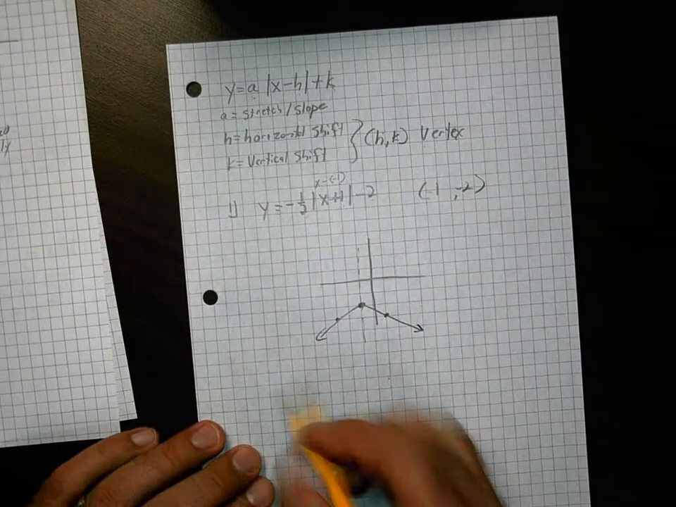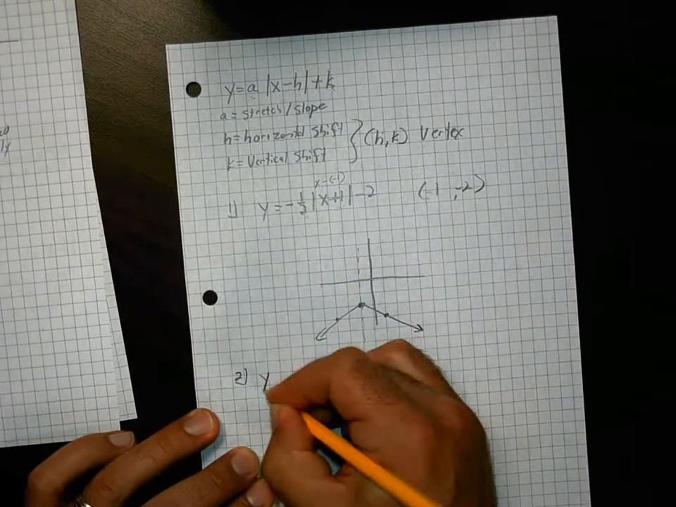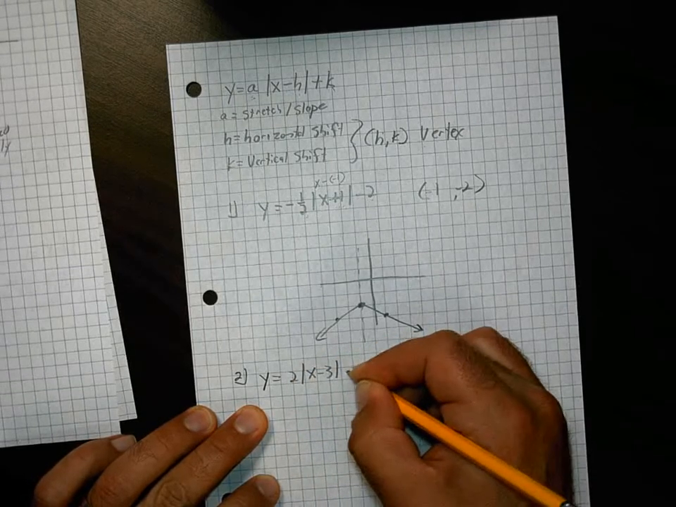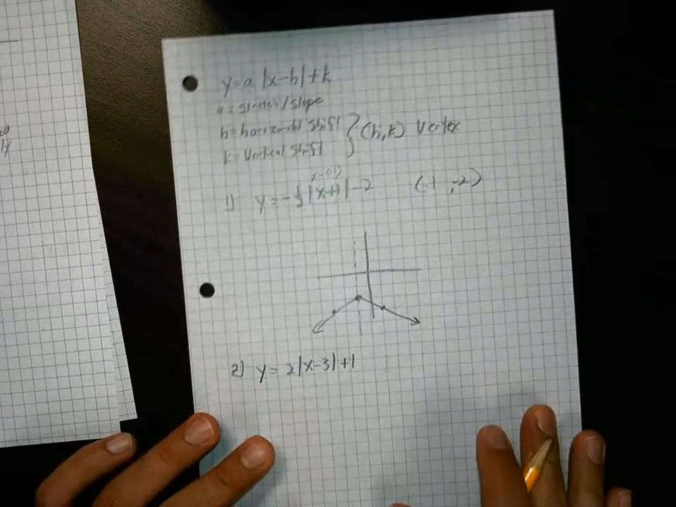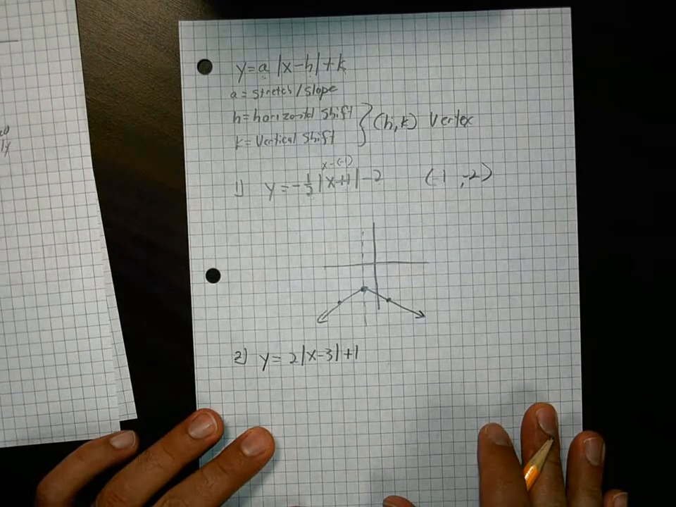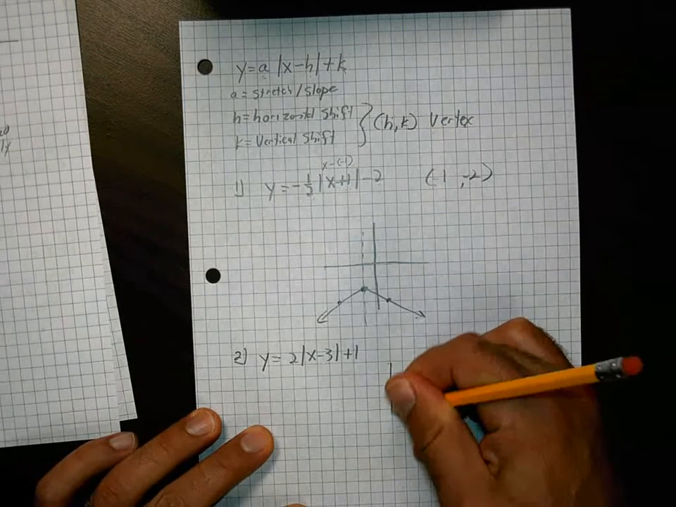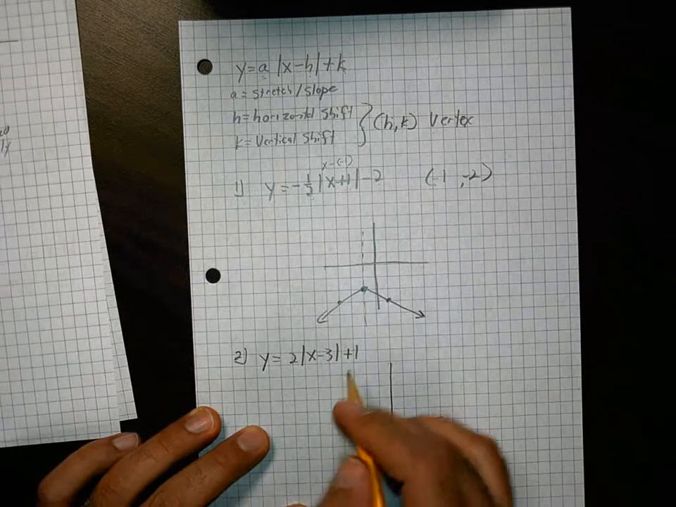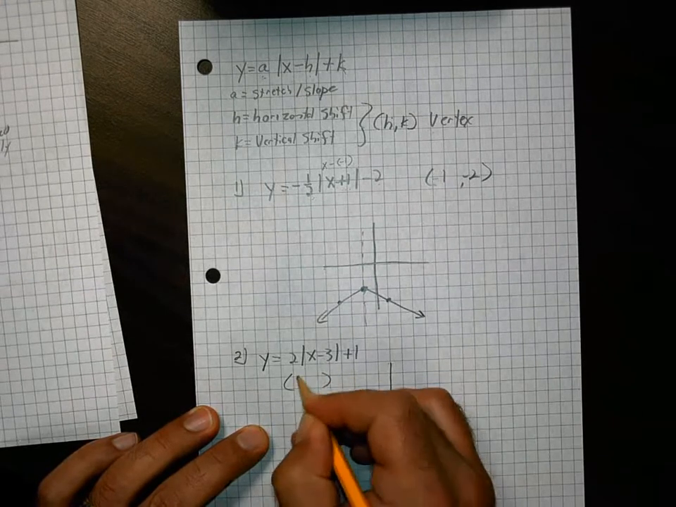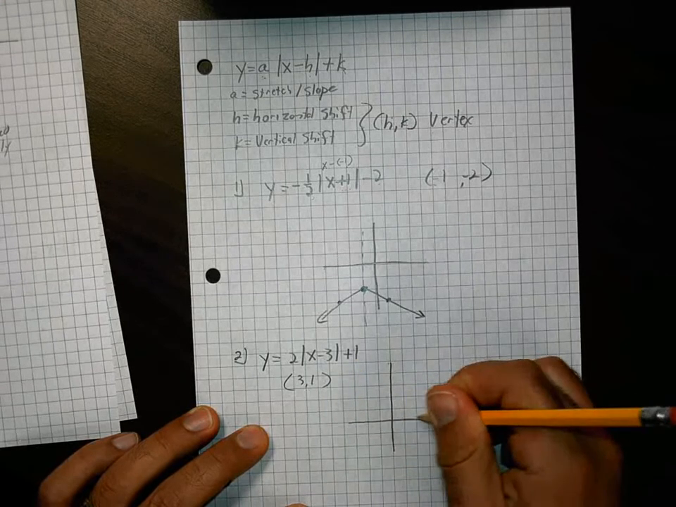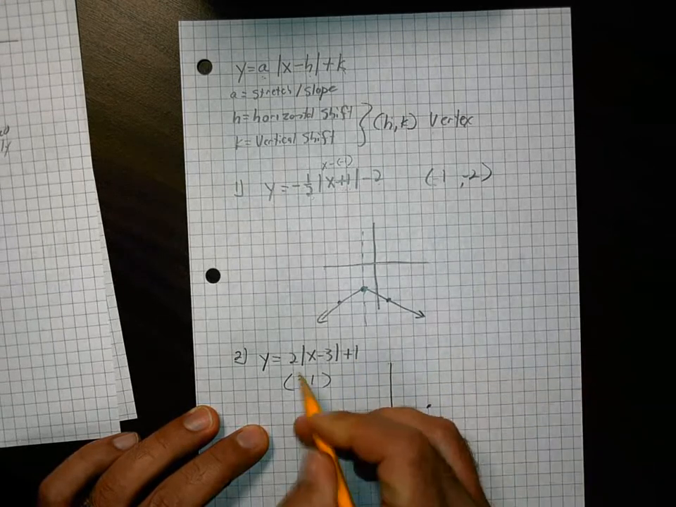Okay, let's just do one more quick example. Let's go to absolute value of x minus 3, plus 1. So you try that one real quick, pause the video, and then we'll go through the answer. Okay, let's see what we've got. So the vertex is 3, 1, H is 3, K is 1, and the slope is 2.